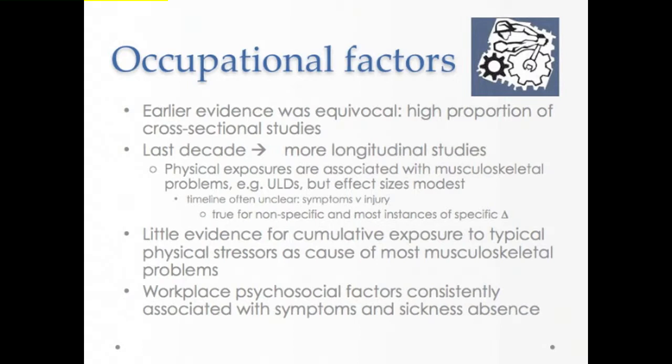Physical exposures are associated with musculoskeletal problems, such as upper limb disorders or back pain, but the effect sizes are very modest. The timeline is often unclear, and there's the issue of symptoms versus injury. So it can be true for non-specific and most instances of specific disorder. Little evidence is available for cumulative exposure to typical physical stresses as causes of most musculoskeletal problems. However, workplace psychosocial factors are consistently associated with symptoms and sickness absence.